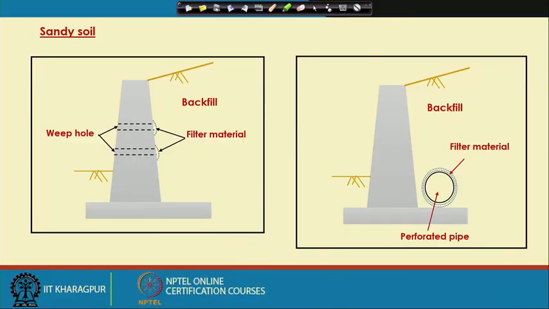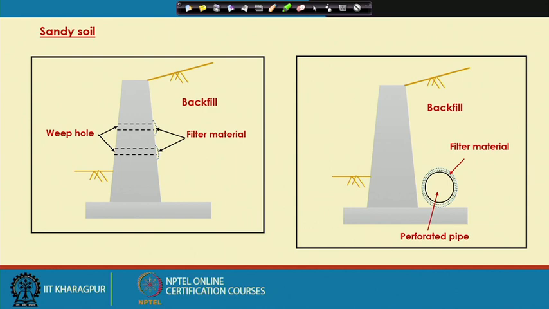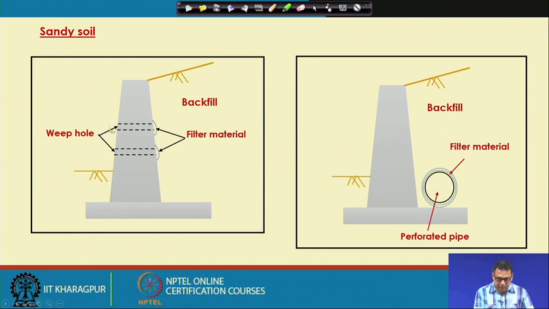So, preferably we use sandy soil, because here the permeability is more, so water can easily pass from that place. Generally we do not recommend cohesive soil, but sometimes if it is not possible to avoid cohesive soil, then we have to provide some drainage path, so that the water can easily pass through that drainage path and be removed from that site, so that the pressure acting on the retaining wall can be reduced. So, this is the weep hole by which we can remove the water. These are the holes which are provided in the retaining wall if the backfill is sandy soil.